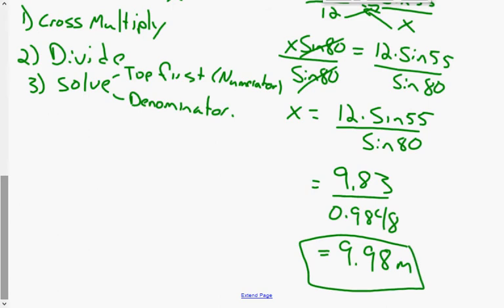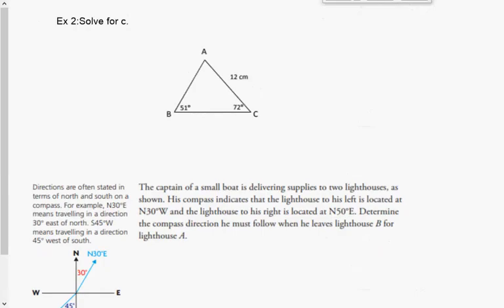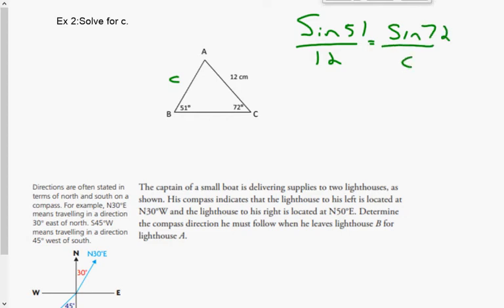Let's do the next example. Now the next one, this time, once again, we're solving for little c. All right, this guy here. So if I set it up, it's going to be sine 51 over 12 equals sine 72 over c.